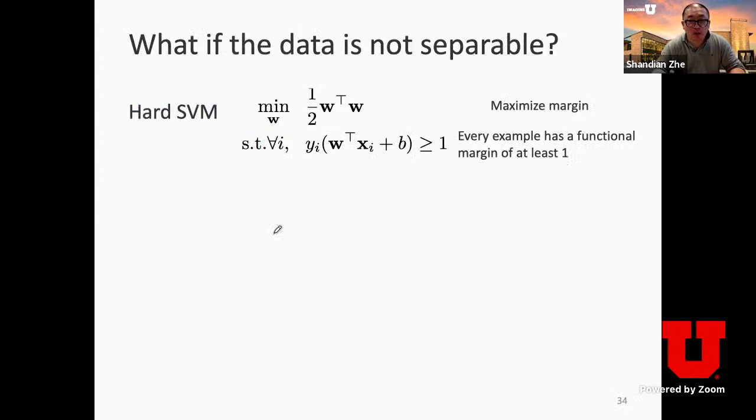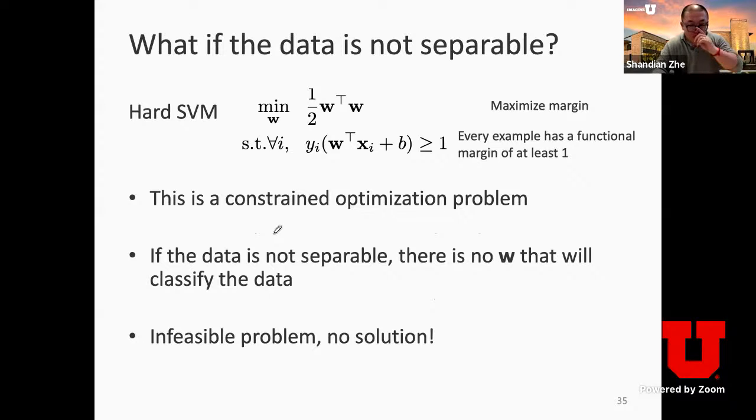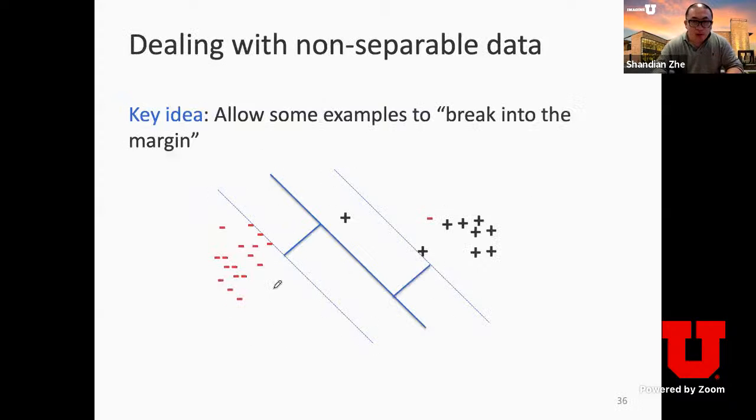And how can we address this problem? Here comes our final objective for SVM. It's called soft SVM. Soft SVM was proposed to deal with all kinds of cases. Even if your data set is not linearly separable, you can still learn a well-working linear classifier.